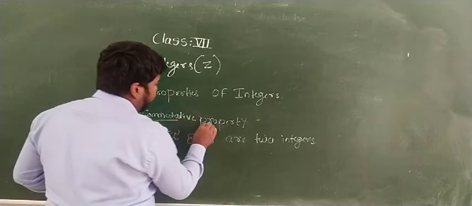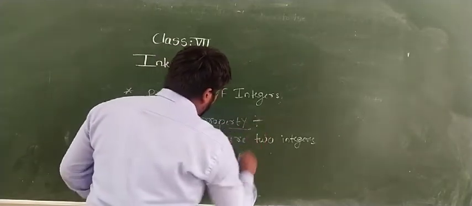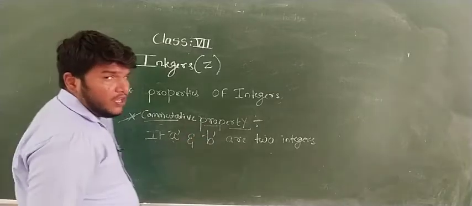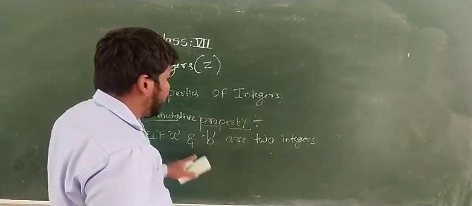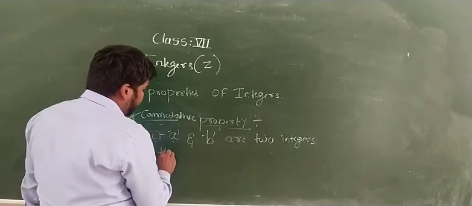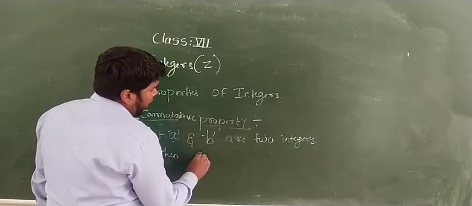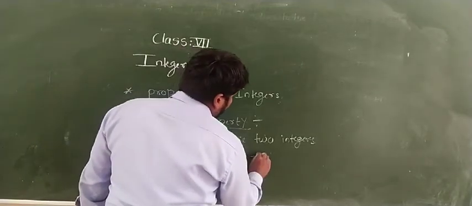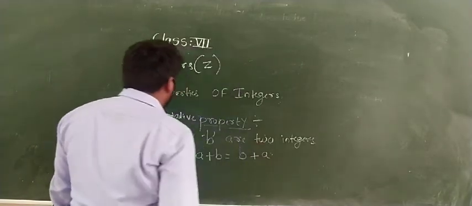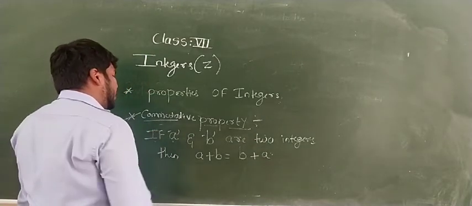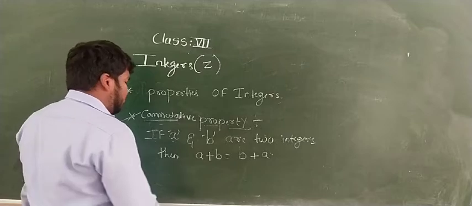Okay, so what is the definition of commutative property? If A and B are two integers, this statement we have to keep as it is. If A and B are two integers, then A plus B is equal to B plus A.